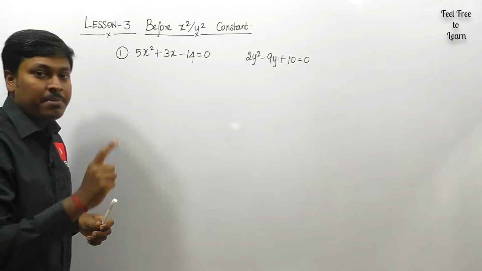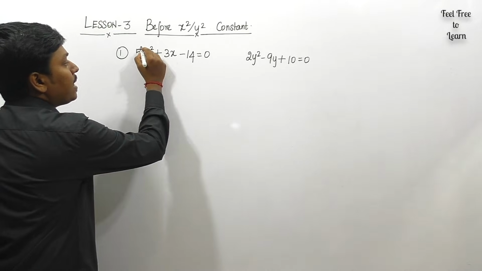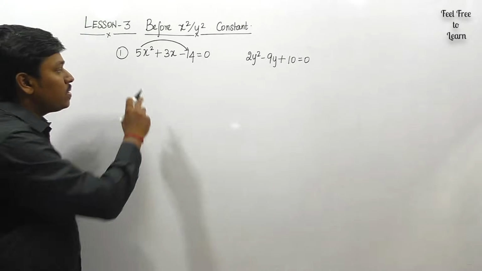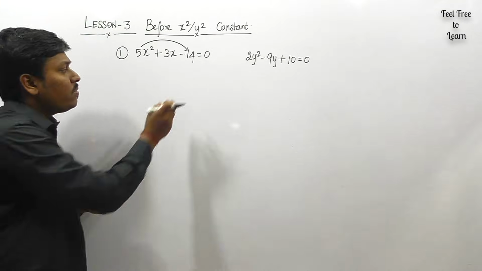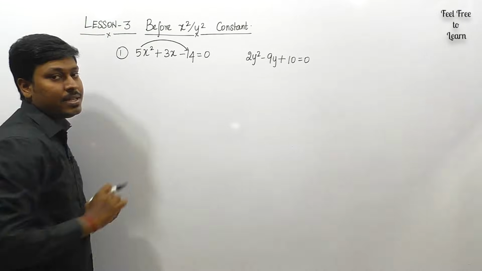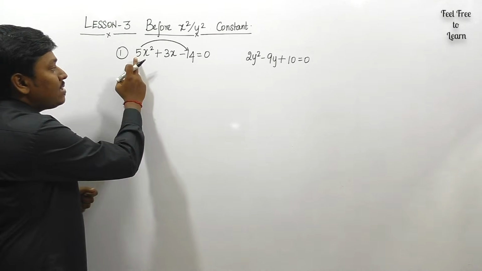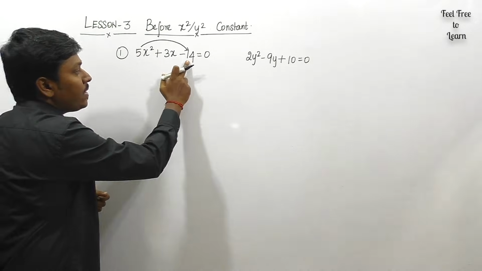So friends, the step number 1 is we need to multiply this 5 into 14. That is step number 1. In previous lesson number 2, there will be no number before x square. So we usually take minus 14 and we split the number. But here before x square we have a constant 5. So initially you need to multiply this 5 into 14.